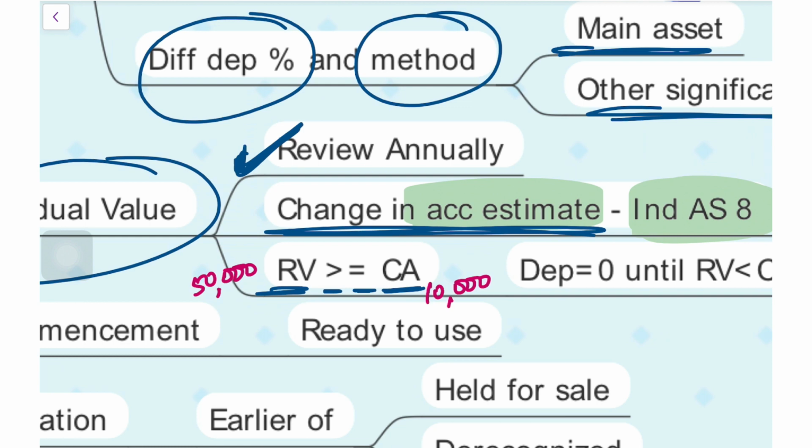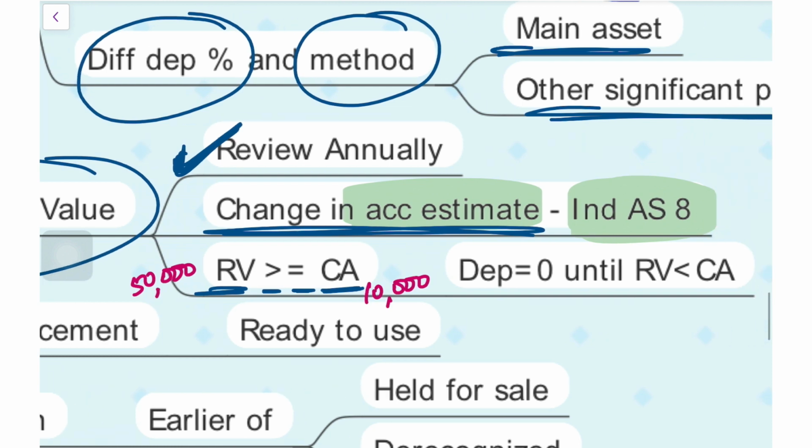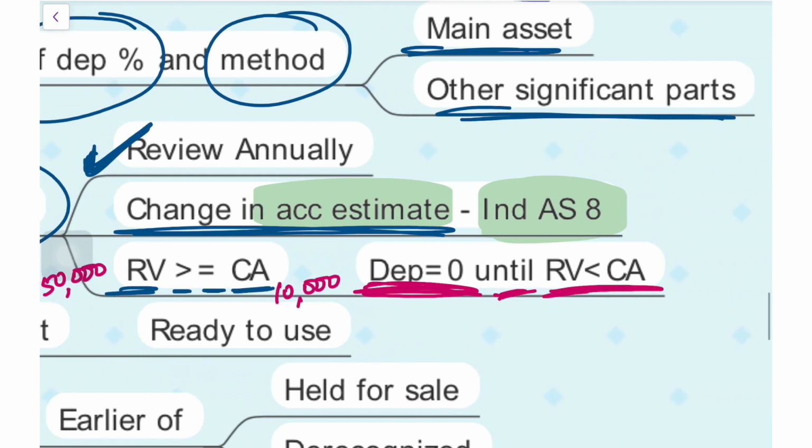Okay, that means right now the carrying value is either less than the residual value or equal to the residual value. So here, you need not further depreciate the asset. Why do we depreciate the asset? We depreciate it to such a value that it comes closer to the residual value. Now that the carrying value itself is lesser than the residual value, you need not depreciate. So here the depreciation will be equal to 0 until the residual value again comes below the carrying amount.